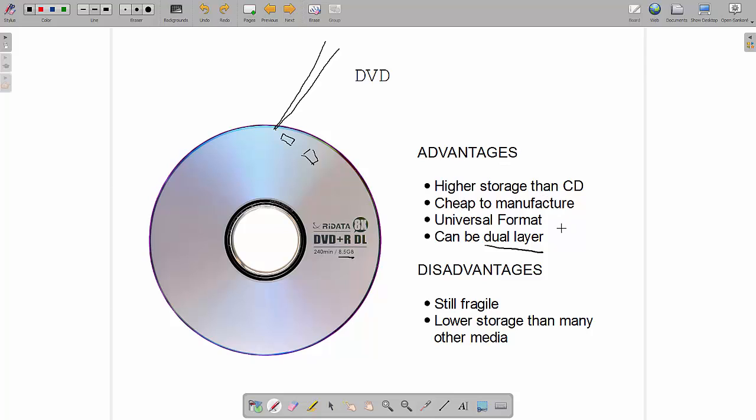As before, they're cheap to manufacture, a universal format, and they can be dual layer, as we've seen here. Disadvantages, again, they're still fragile, and compared to some of the ones that we're going to come on to now, they have a lower storage capacity. Okay, next we've got Blu-ray.